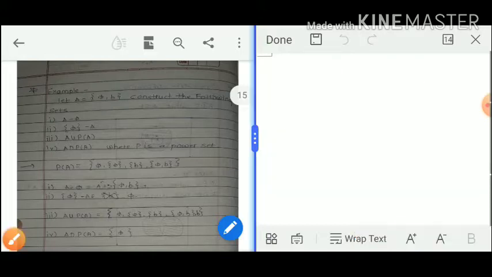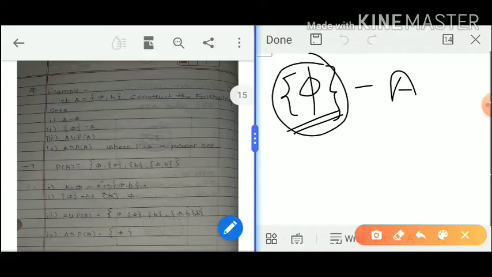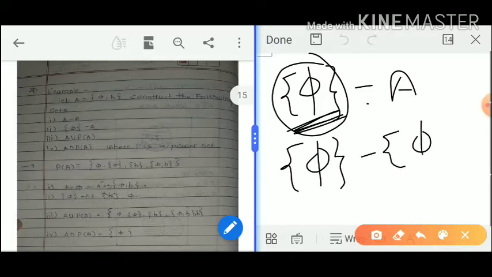Second, {phi} minus A means: this is a set which contains phi. This is a set because the phi is written in braces. So this is the set {phi} minus A. Okay, so this set contains one single element, and set A contains two elements, phi comma B.